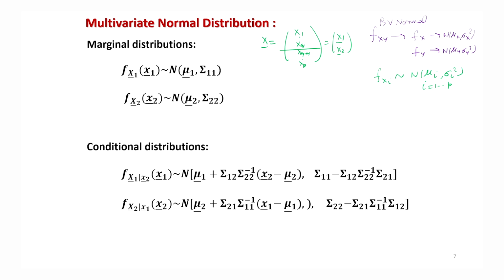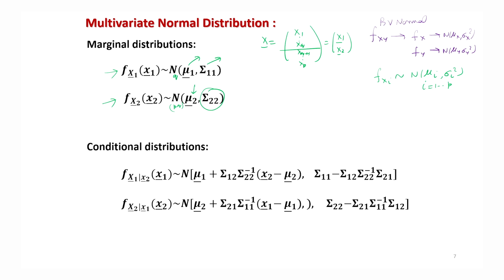Now similarly, if you look at these random subvectors, say x1 and x2, the marginal distributions of these subvectors are found to be normal. The order here is q, and the mean vector is mu1 and covariance matrix sigma 11. And similarly, x2 is normal with dimension p minus q, its mean vector is mu2 and covariance matrix is sigma 22.